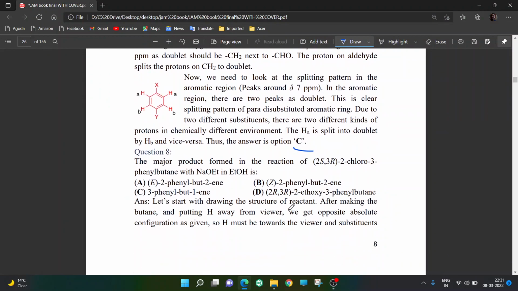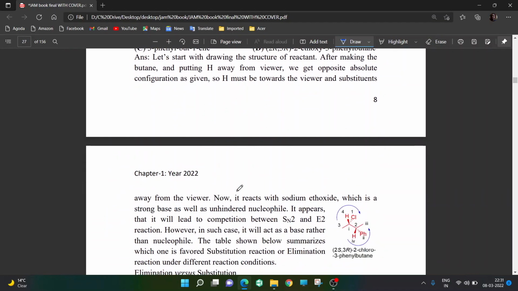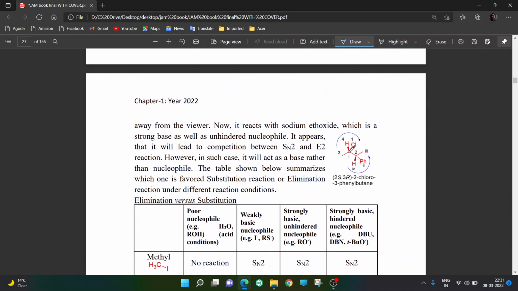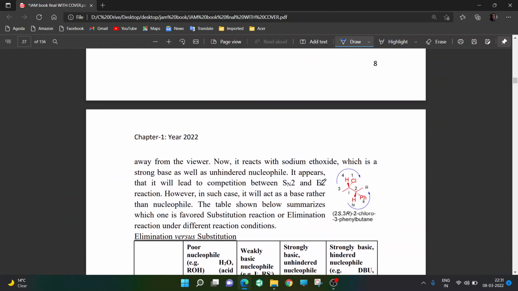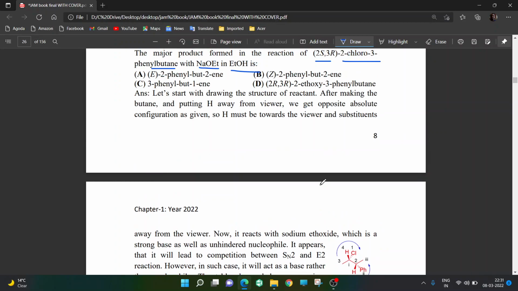Moving on to the next question. The major product formed in the following reaction: 2S,3R 2-chloro-3-phenylbutane with NaOEt in ethanol. First they want you to draw this molecule. You can see there are two chiral centers, 2S and 3R, 2-chloro-3-phenylbutane. So let's first make butane, 1, 2, 3, 4. Then you have to have chloro.